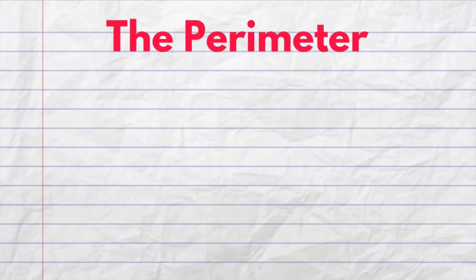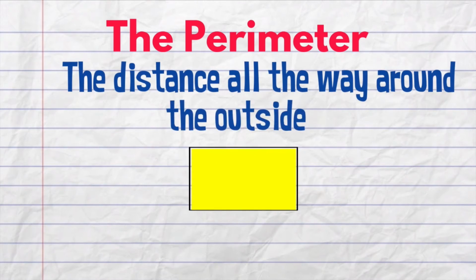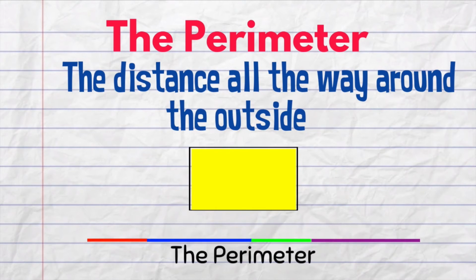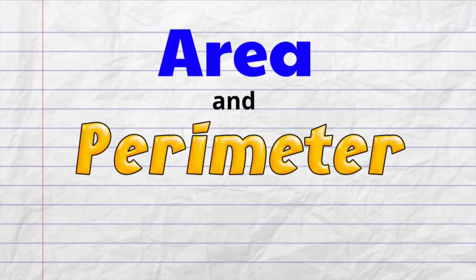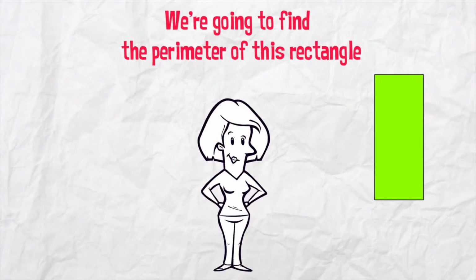The perimeter is the distance all the way around the outside of something. The lines that make up this rectangle are the perimeter. The space inside is the area. Area and perimeter are a big deal in mathematics. We're going to find the perimeter of this rectangle.